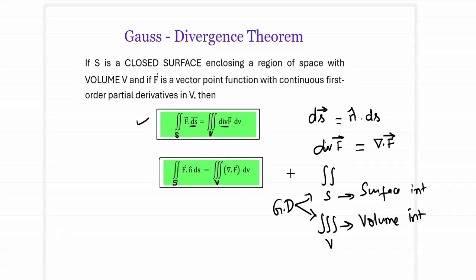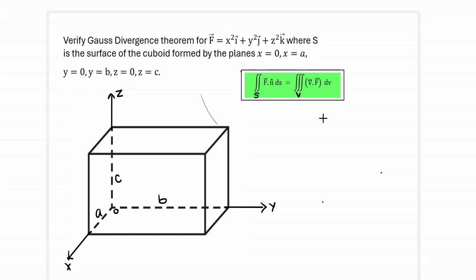If we are now ready with this statement, then we can apply it to a problem and see what happens. Let the problem statement be: verify Gauss divergence theorem for F vector equal to x square i plus y square j plus z square k, where S is the surface of the cuboid that is formed by the planes x equal to 0, x equal to a, y equal to 0, y equal to b, z equal to 0 and z equal to c.